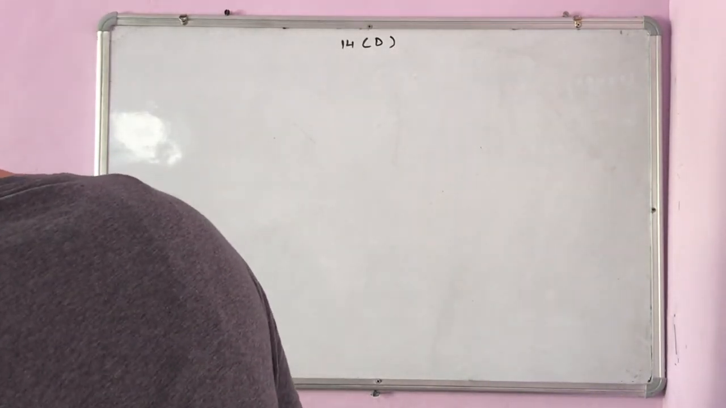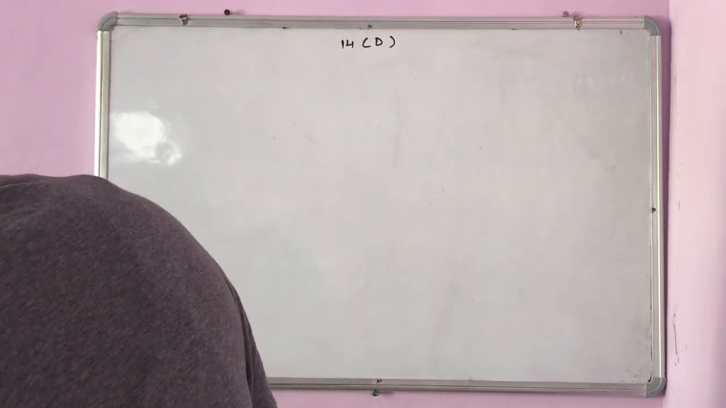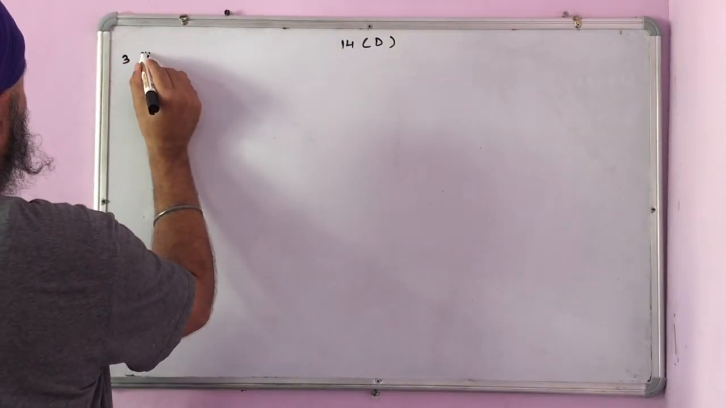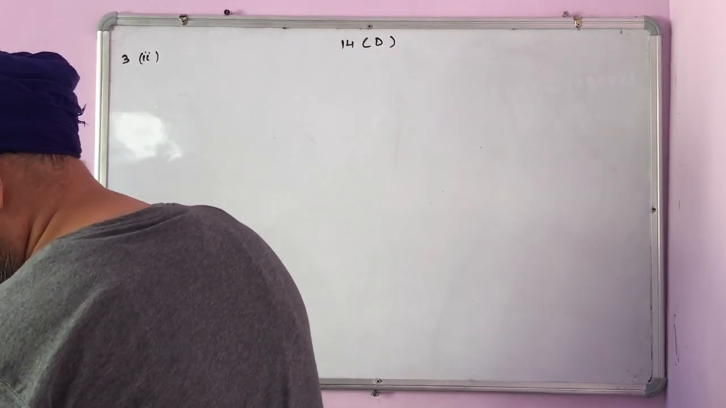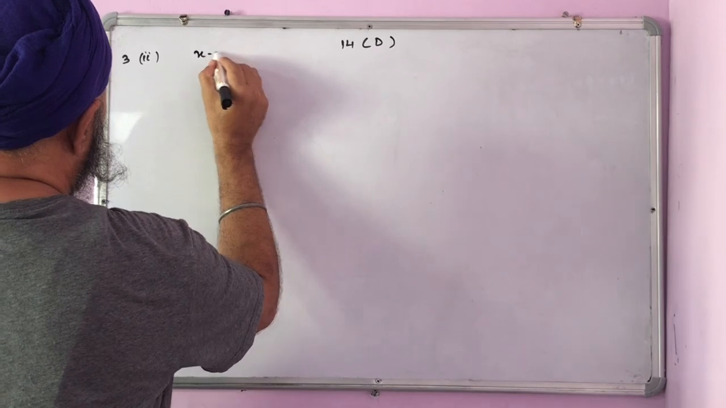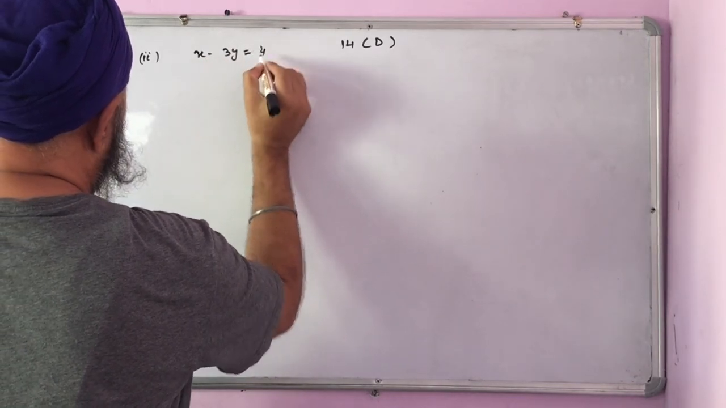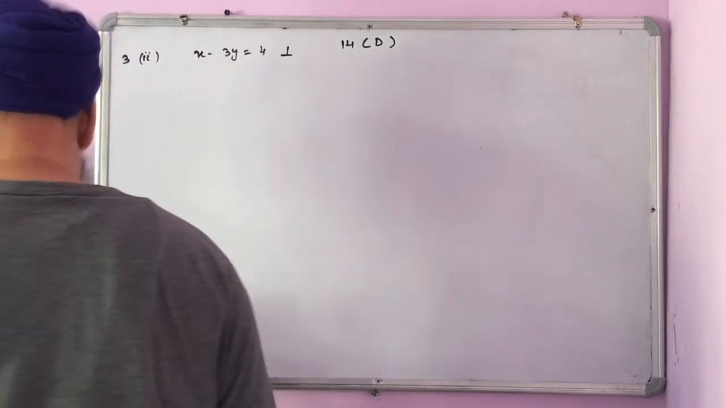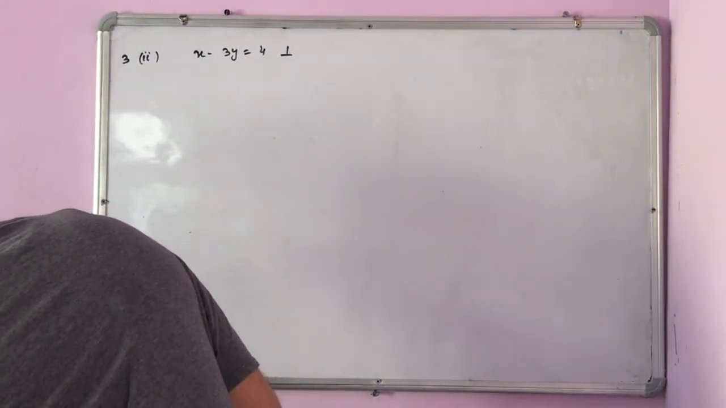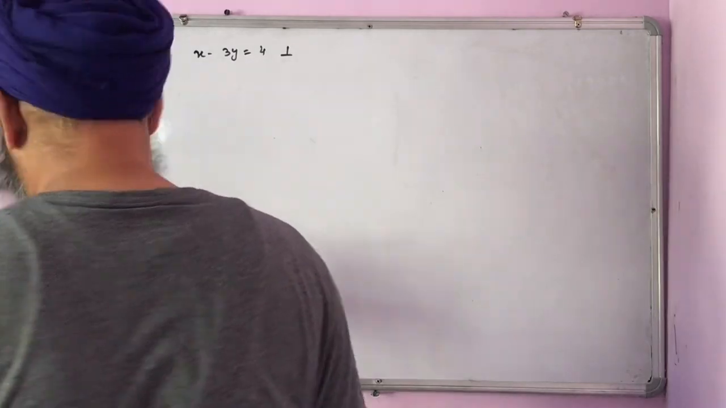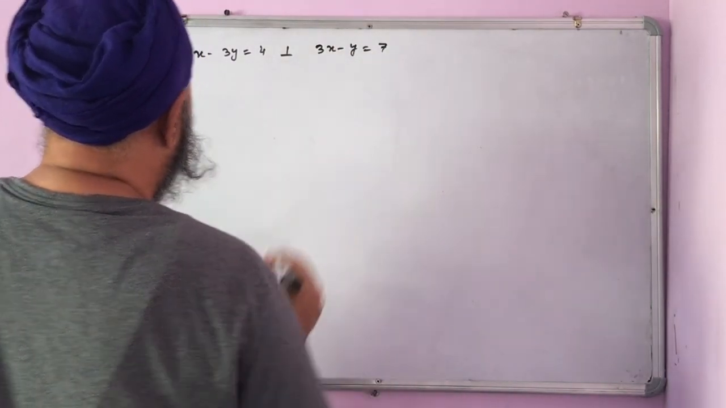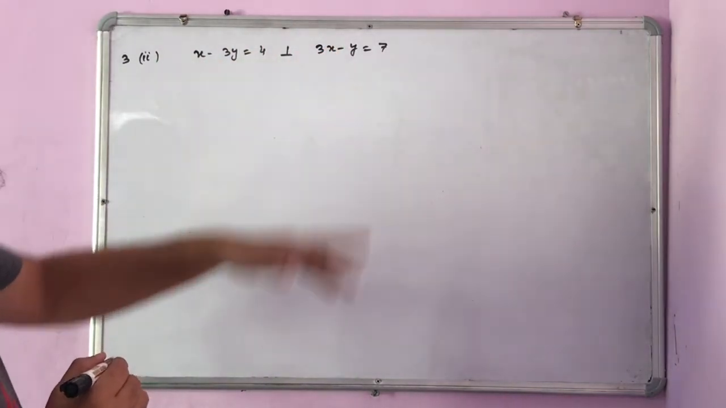Then question number 3, part 2. We are given two lines. Is the line x minus 3y is equal to 4 perpendicular to line 3x minus y equal to 7? We have to find whether these two lines are perpendicular or not.